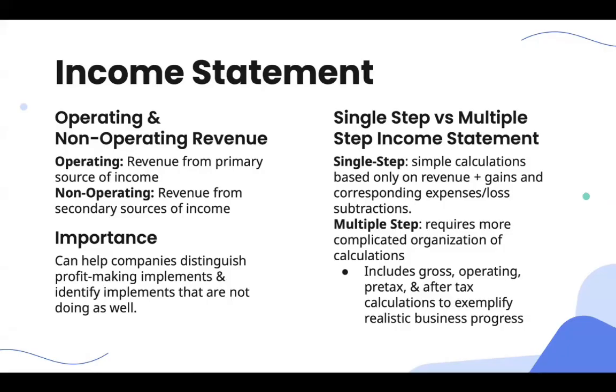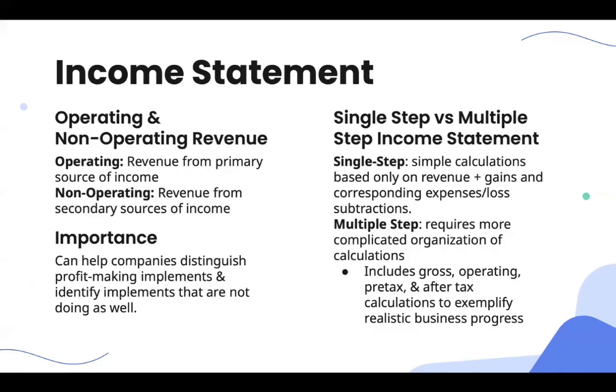On the other hand, non-operating revenue comes from secondary sources. These could include things like investment income, interest, or gains from selling assets. While these sources of income are important, they don't directly relate to the company's main business activities. Understanding the difference between these two can help companies identify which areas are truly driving profitability and which areas might need adjustment. Now let's move on to the structure of income statements.